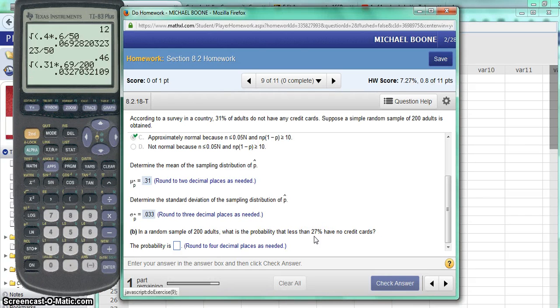So it's doing very similar things to what we were doing with the other means and standard deviations, but now we're doing it with proportions.